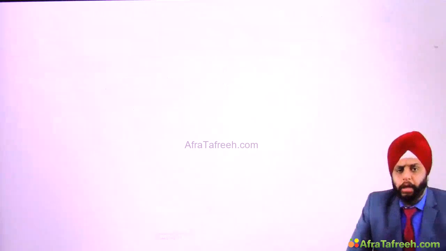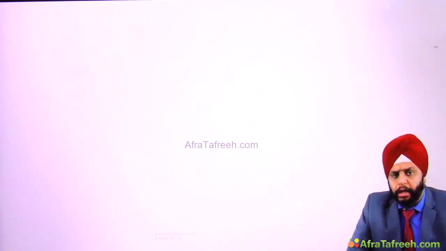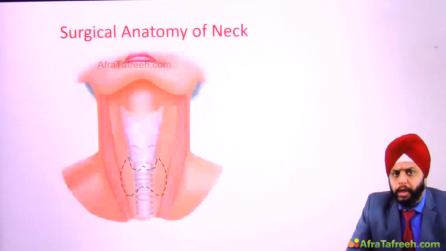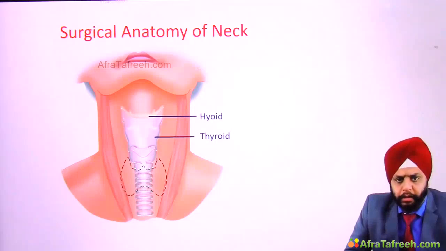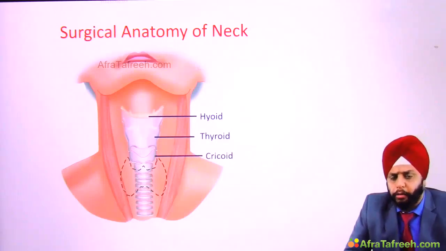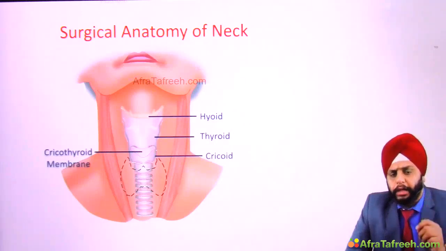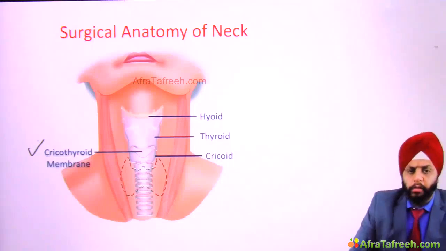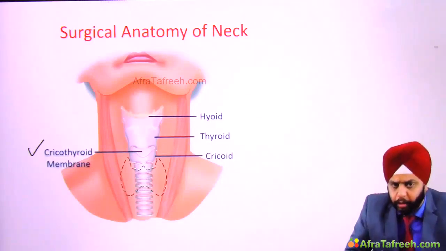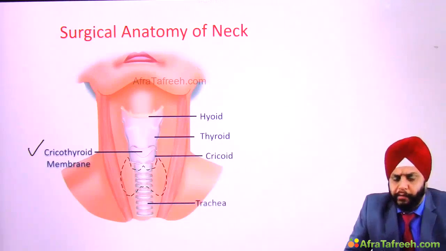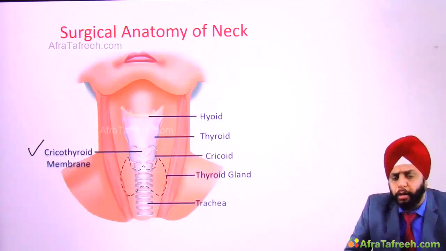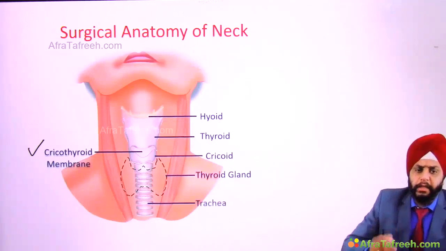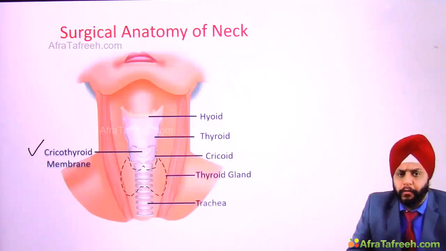All right. Now, before we go ahead to the next disease, let us first study a little bit about the surgical anatomy of the neck. We already know the neck anatomy, just a quick revision. This over here is the hyoid bone. Below the hyoid bone you can see the thyroid cartilage. Below the thyroid cartilage you can see the cricoid cartilage, and between the thyroid and cricoid we have a membrane known as the cricothyroid membrane. Below the cricoid we have the trachea, and over here you can see a marking, that is the outline for the thyroid gland. This is the anatomy in the front central part of the neck.